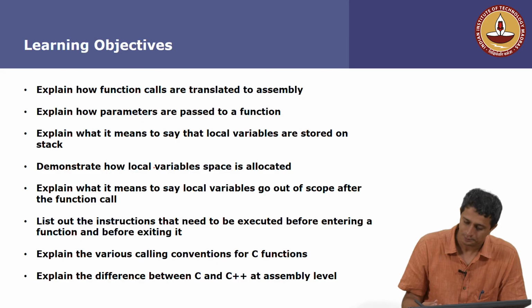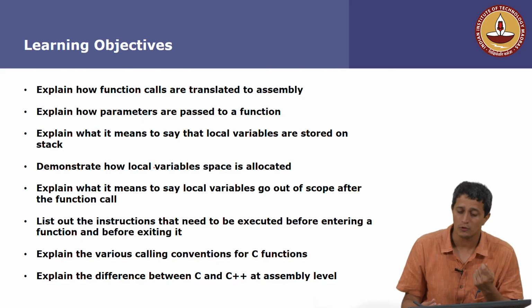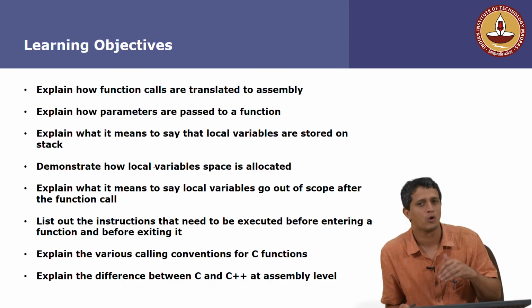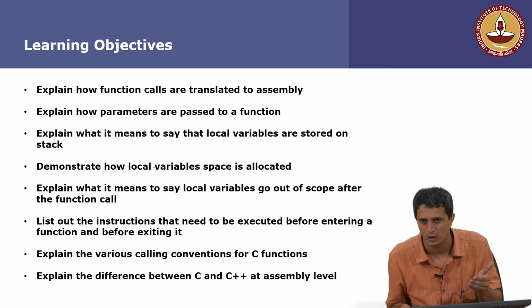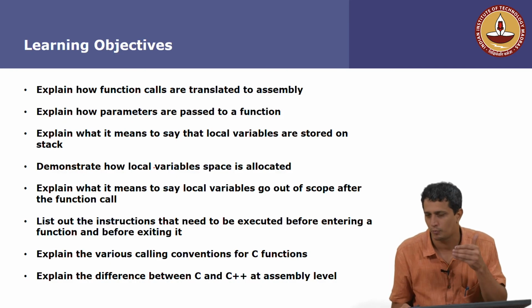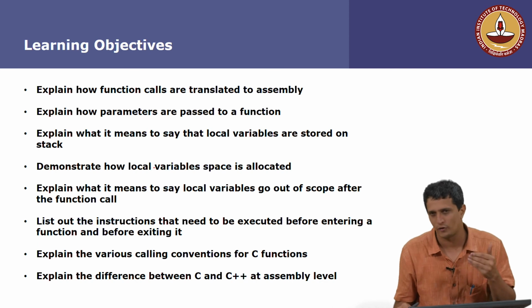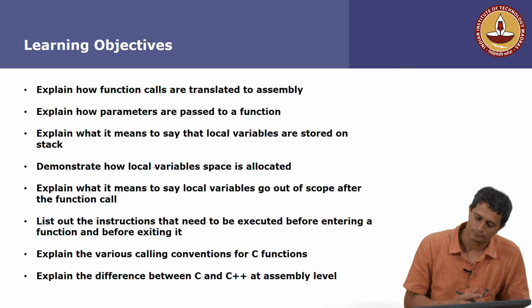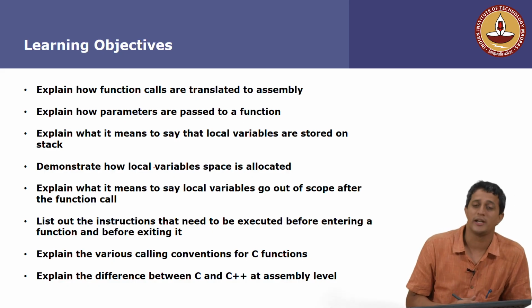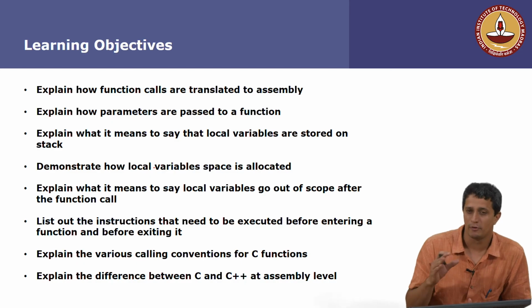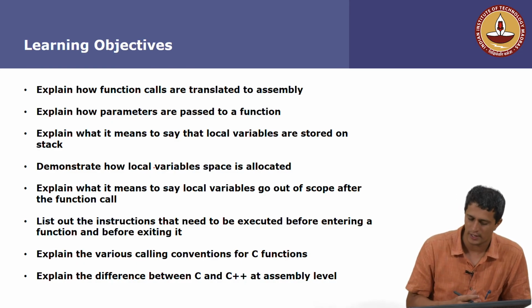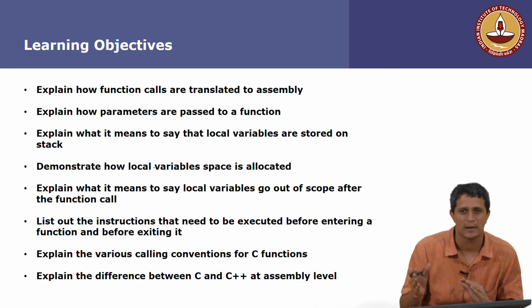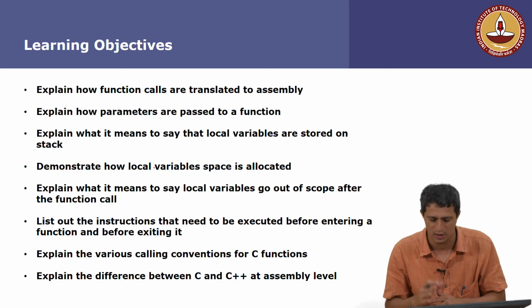What it means to say local variables go out of scope after a function call. We in fact just now in this lecture saw that going out of scope does not mean the value is gone. The value still remains and can potentially be a security threat, and to overcome that you have to reset those variables before you exit the function. Then listing out instructions that need to be executed before entering and before exiting the function, the prologue and epilogue, is something we looked at in great detail. Various calling conventions, how stack cleanup happens, whether it's inside the function, outside the function and so on.